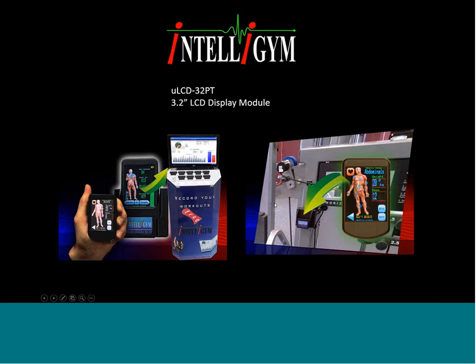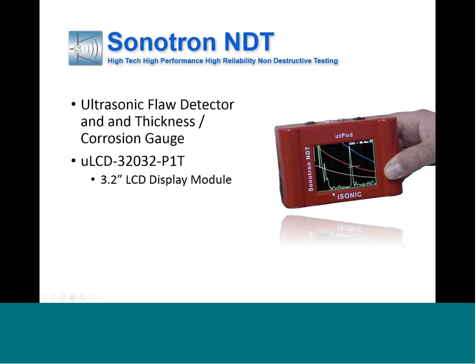We have some portable products where companies have used our 3.2-inch LCD display module, and this works with a touch screen, so it's kind of an iPhone type application. We have a company called Sonatron in Israel who has used our display module in an ultrasonic flow detector. This is a mobile device that measures corrosion in pipes and thickness of pipes. They have some 3,000 or 4,000 of these devices made so far. It's a very high value device used in very harsh environments.